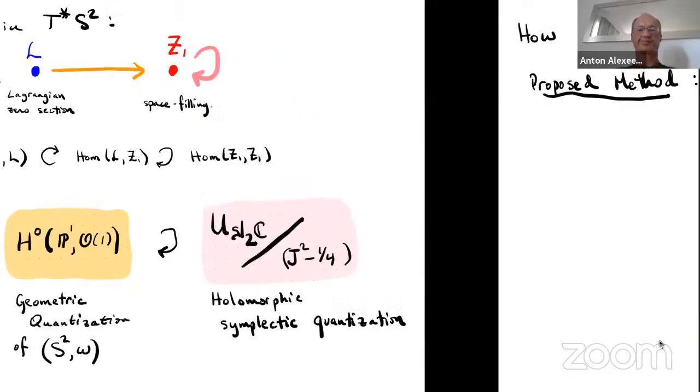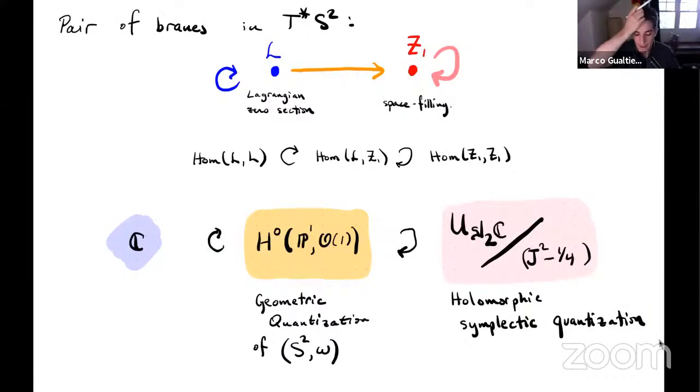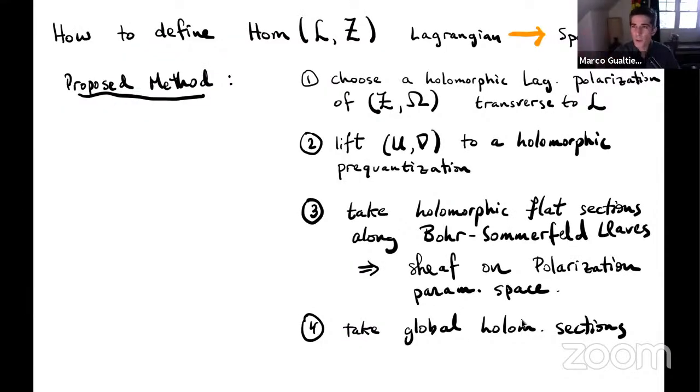Sounds good. Okay. Now, the question is that no one has really provided a method for how to compute the Homs between a Lagrangian and a space-filling brane. There have been special cases computed by Aldi and Zaslow, by Kapustin and Witten, and by Gukov and Witten, but there is no general procedure. So, and I'm not going to provide a general procedure, but I have the following proposal. So this is how we'll do it. There are 4 steps. The first step is that we should choose a holomorphic Lagrangian polarization for the space-filling brane, and we should choose it to be transverse to the Lagrangian brane.